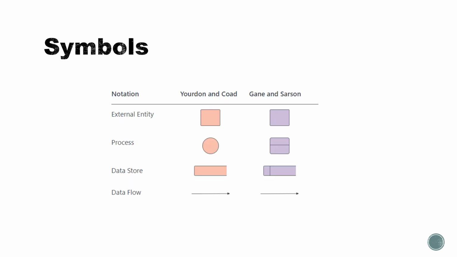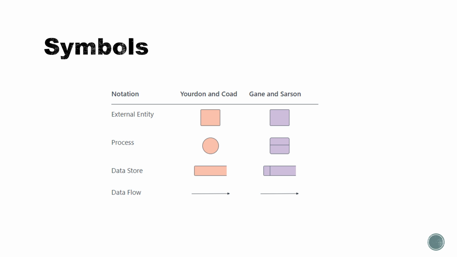And there's a couple of different differences. So you can see that the external entity, so that's something that is outside of the business, maybe a customer, or maybe another company, is the same for both. Where we've got colours in here, the colours just signify that they are different. In the outside world, you don't have to put any colours in there whatsoever. The process is obviously different. So you've got a circle for the Yourdon and Coad, and you've got what looks like a rectangle with curved edges for the Gane and Sarson. Data store is pretty similar, and the data flow is represented by an arrow.